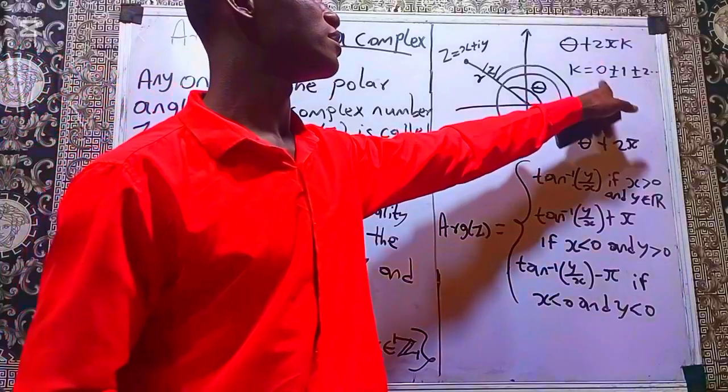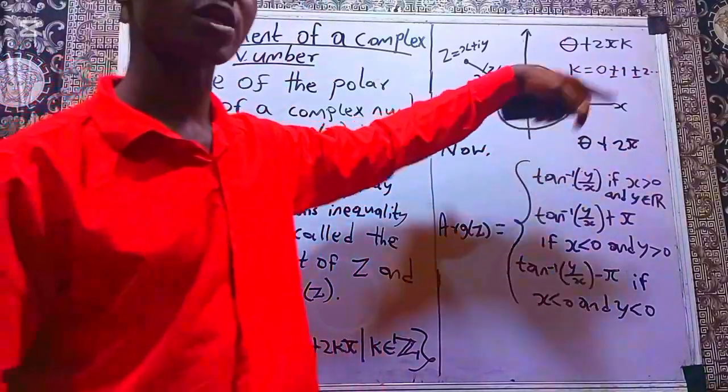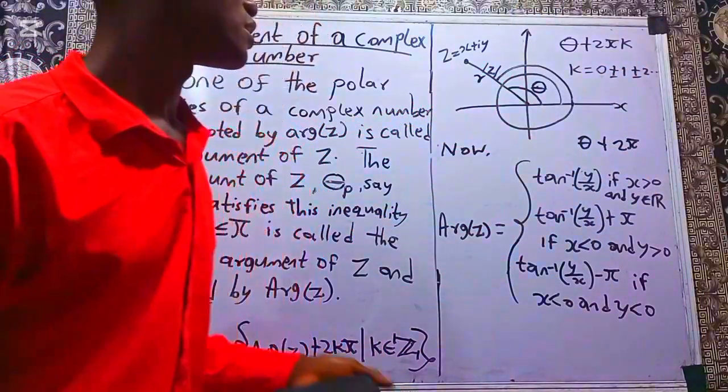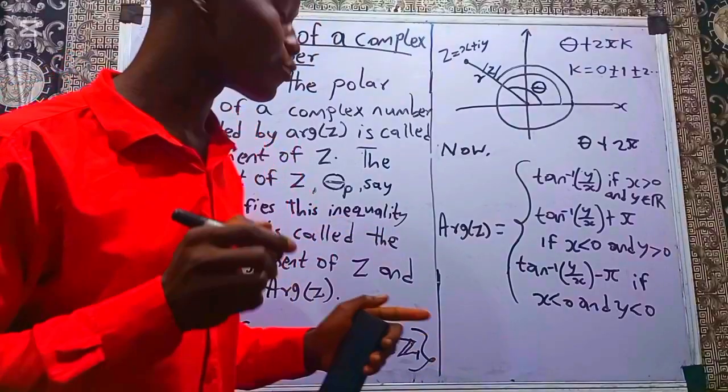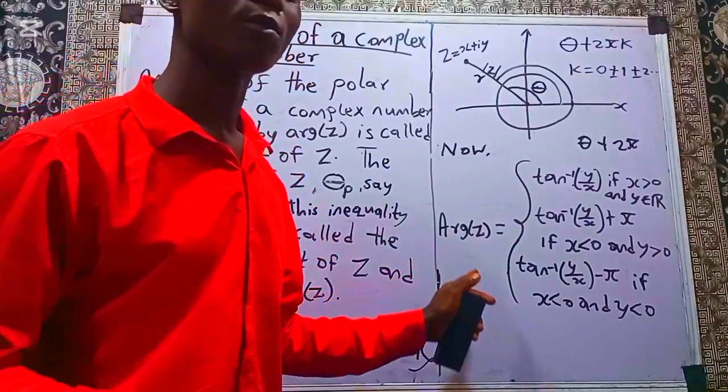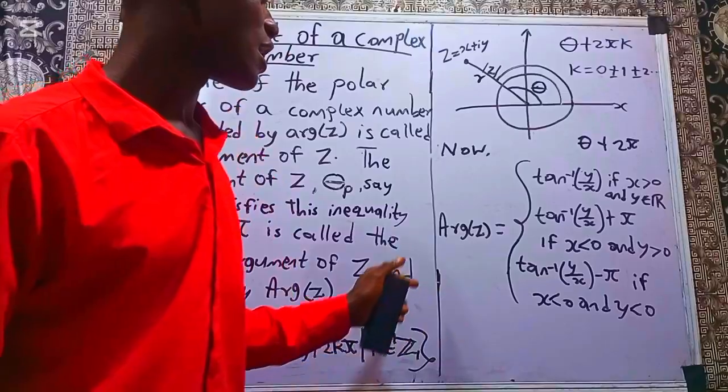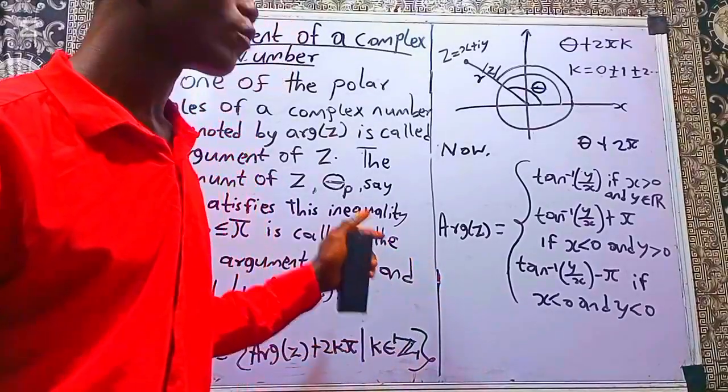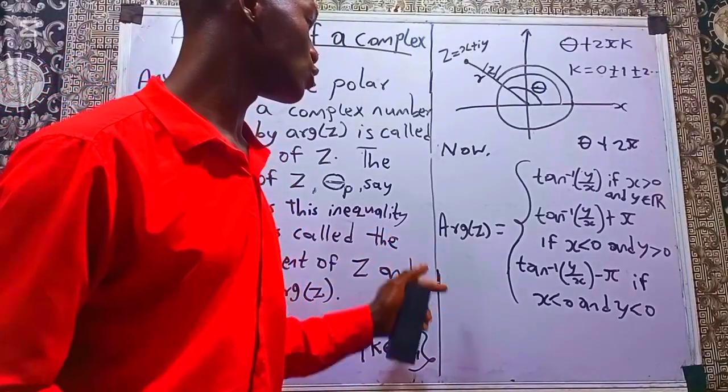So k is 0, plus or minus 1, plus or minus 2, and so on. If we want to get the principal argument, we have a formula we can use to get it. I want to get the principal argument. What is the formula that I'm supposed to use?